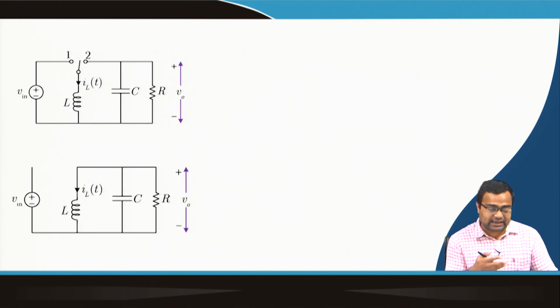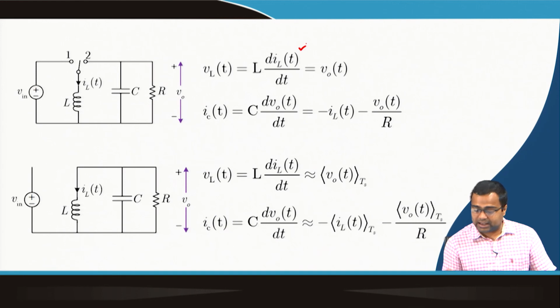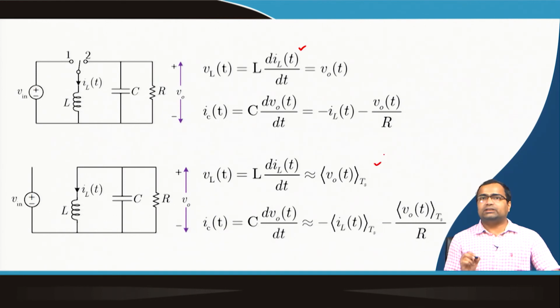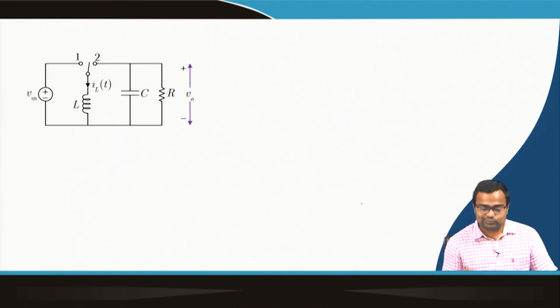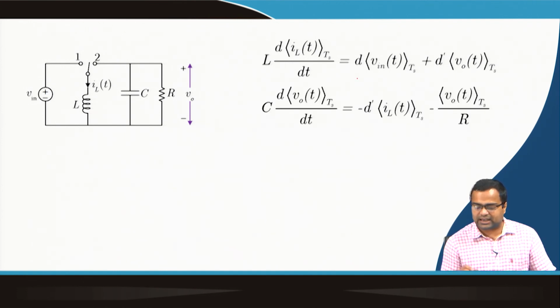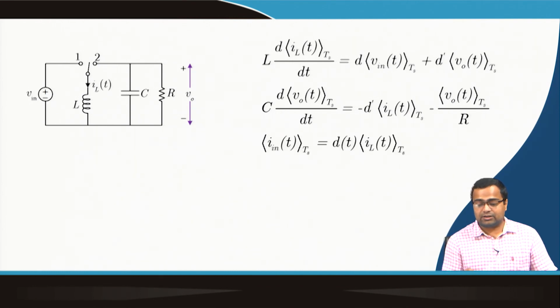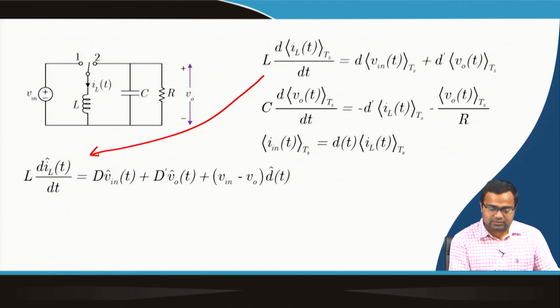Then we can take the second switch configuration, and we can write down the derivative of the inductor current in terms of the average current quantity, where we have ignored the ripple of the output voltage and the ripple of the inductor current. Then we can write down the inductor current average dynamics, which is the dynamics over the cycle, and the output voltage average dynamics over the cycle, and we can write down the input current average dynamics.